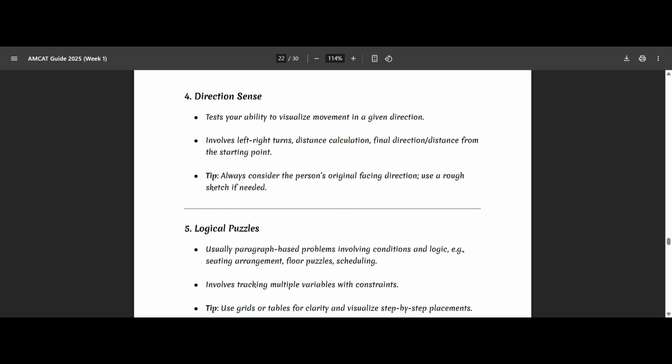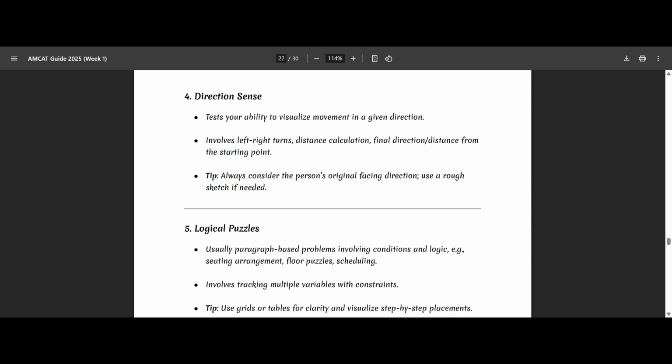Direction sense tests your ability to visualize movement in a given direction. It involves left and right turns, distance calculation, and final direction or distance from the starting point. You have to always consider the person's original facing direction. If required, you can use a rough sketch. For example, A is facing north. He moves 10 meters to the left, 20 meters to the right, 45 meters north, etc. Either they will ask the distance covered or they will ask the direction he is facing at the end.